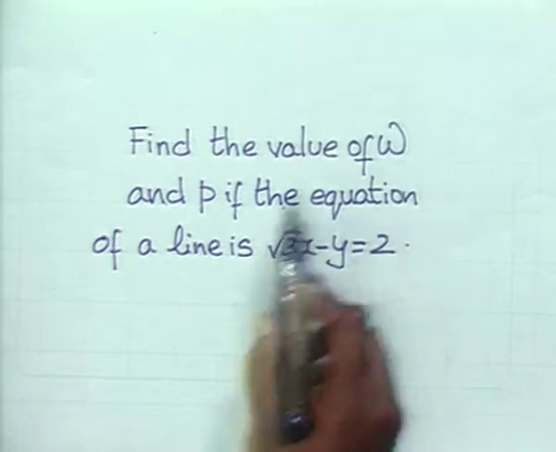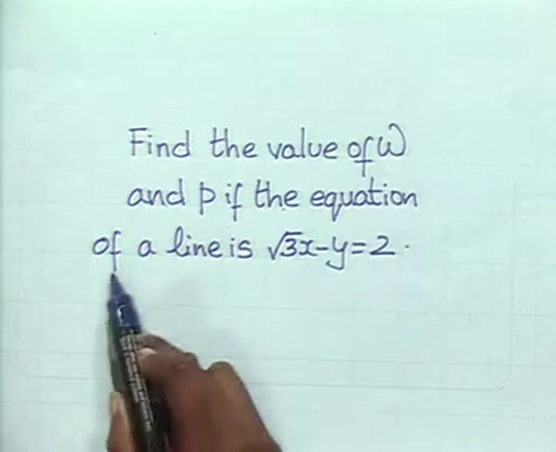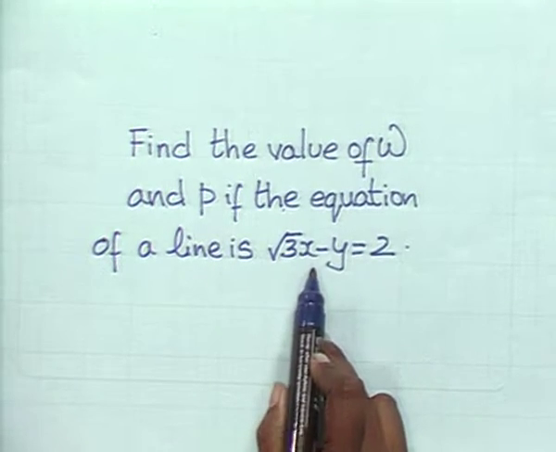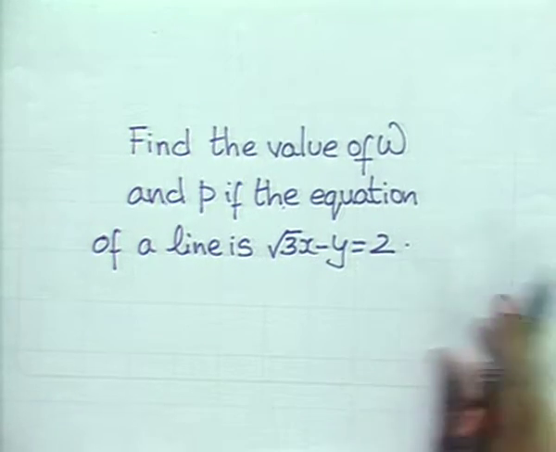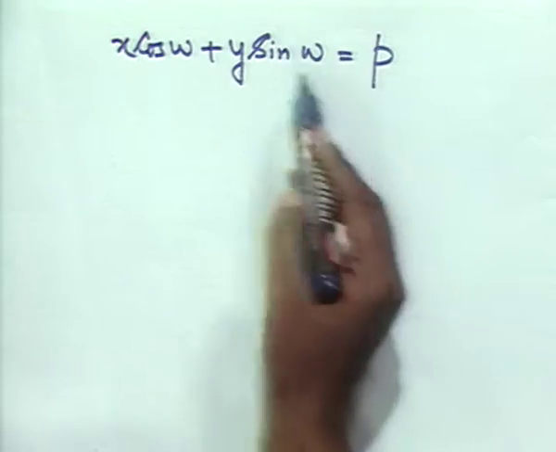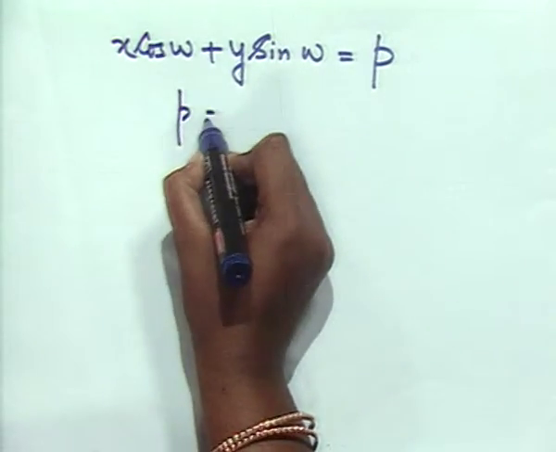Excuse me ma'am, if the equation of line is given, can we also find its perpendicular distance from the origin? Yes, we can. Now, let us take this problem. Find the value of omega and p if the equation of a line is under root 3x minus y is equal to 2. Comparing it with the form x cos omega plus y sin omega is equal to p. So, value of p should be equal to 2. No, here you are wrong.